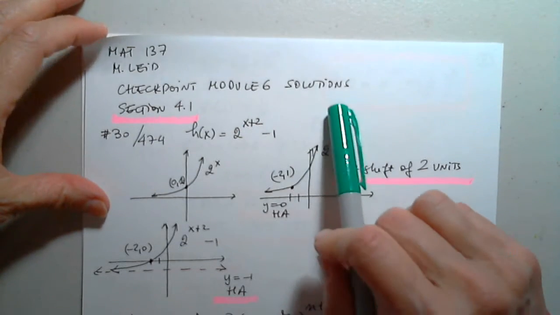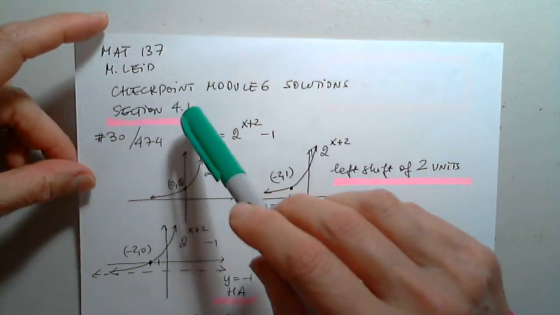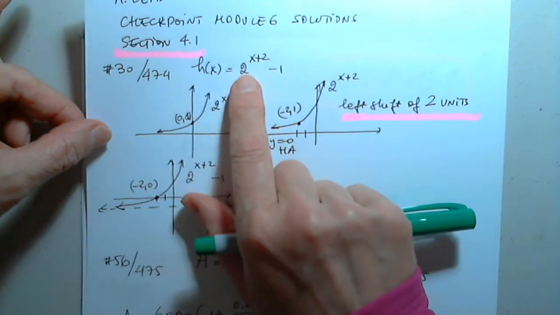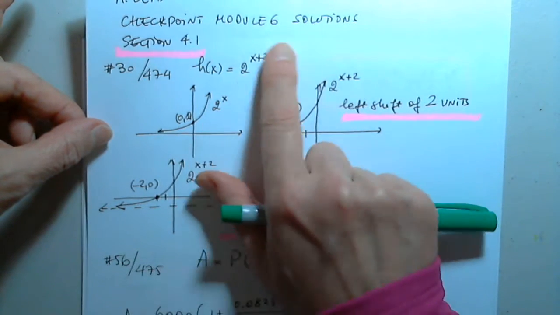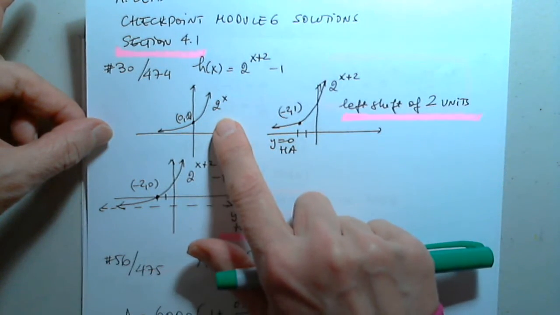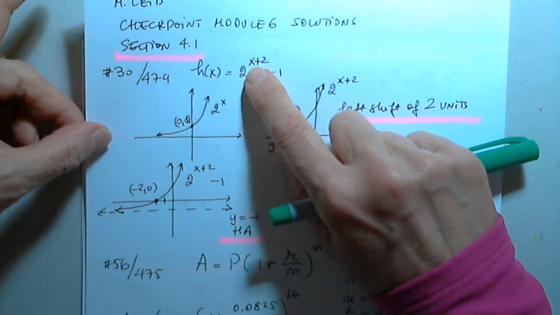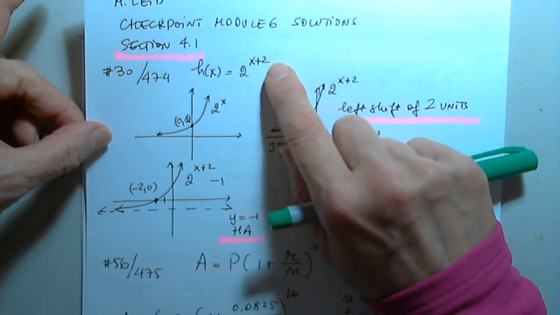Checkpoint Module 6 solutions, video solutions, section 4.1. We were asked to use transformations on this function to construct that in the order of operations. I cannot stress enough. So the first transformation is on x, meaning 2 to the x plus 2.